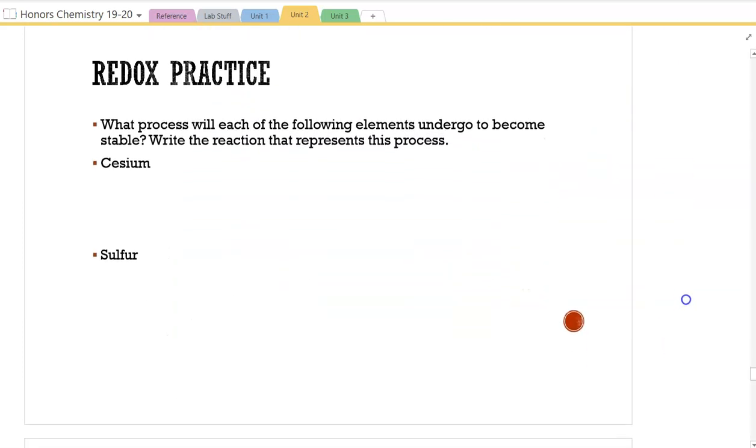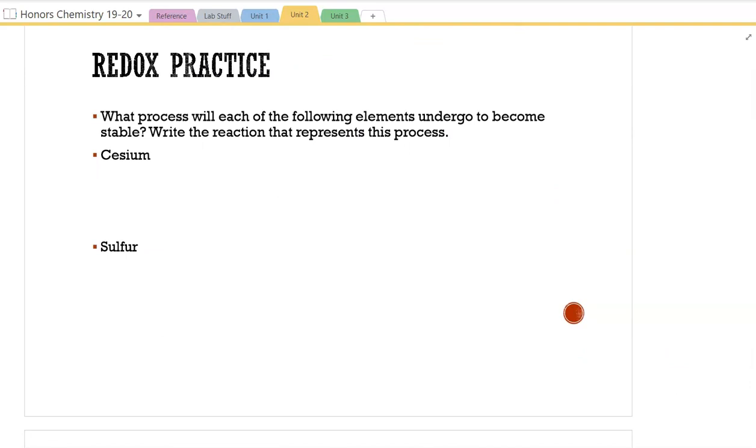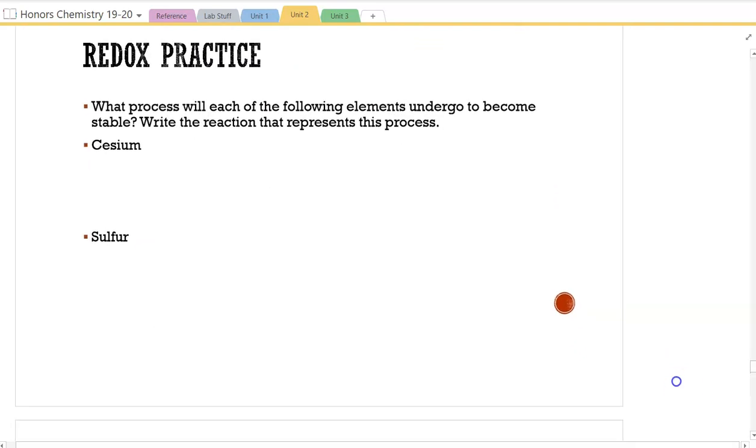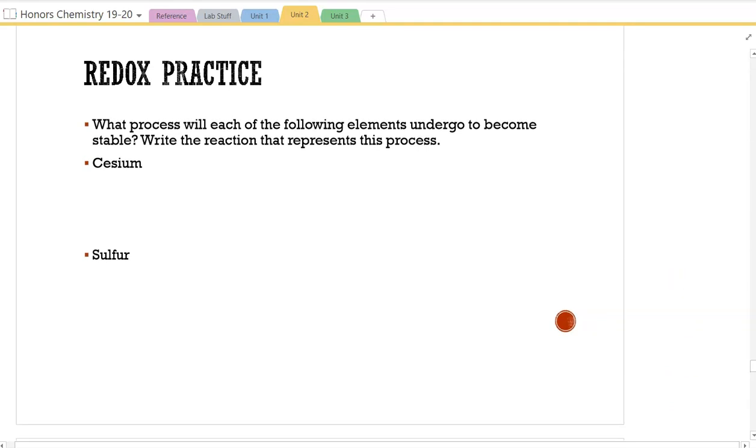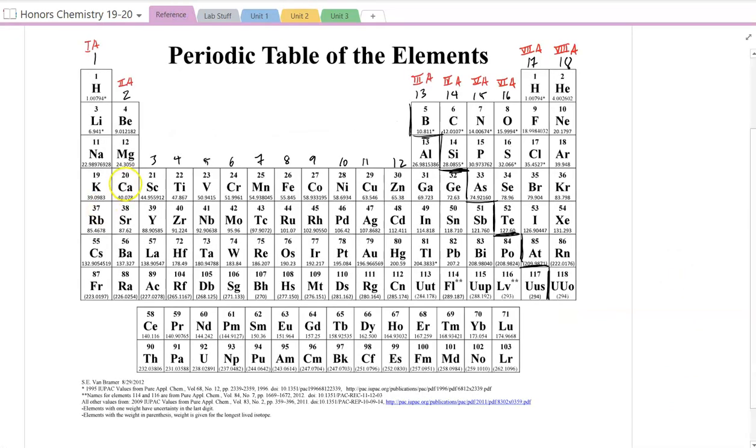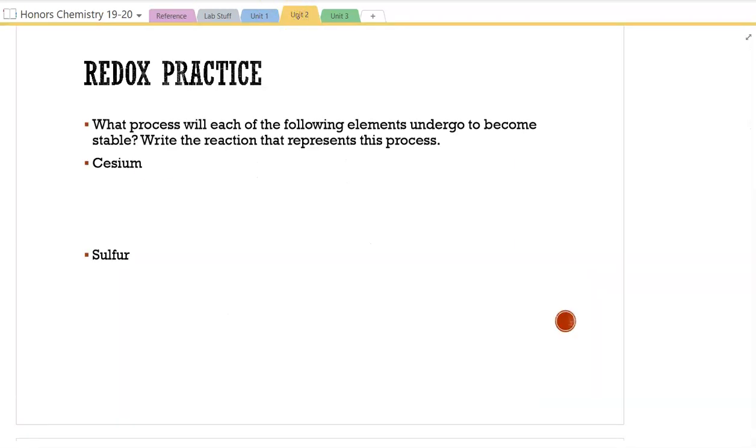Moving on, redox practice. What process will each of these elements undergo to become stable? And let's see what we have to write to make that happen. So with cesium, looking at the periodic table, cesium is going to be on the very far left right here. Cesium is an element in 1A. So offhand, cesium is going to have one valence electron. With one valence electron, we typically expect it to lose the electron to attain the octet. So we know then it's going to undergo oxidation.